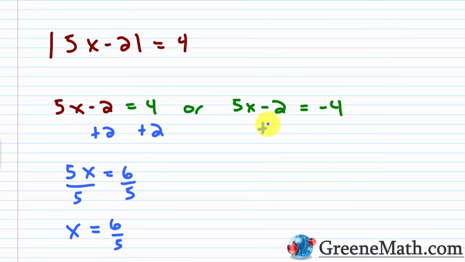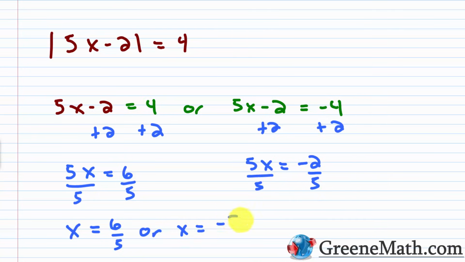Over here, I'm going to add 2 to both sides of the equation, and I'm going to get that 5x is equal to negative 2. We're going to divide both sides by 5. So I'll put "or" here. x could also be equal to negative 2/5.